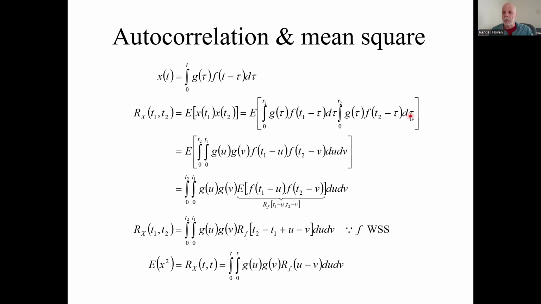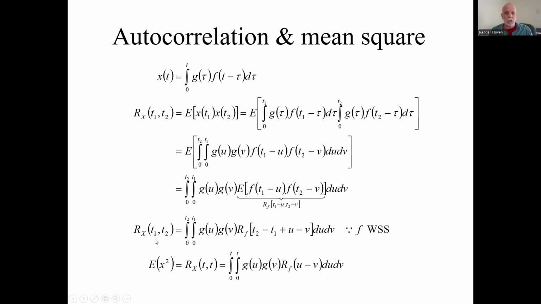We'll change the variable of integration because we're going to combine them into one double integral. We have this, and again, we can move the expectation operator inside. The only thing random are the inputs. In general, this expectation is the autocorrelation function of the inputs with two arguments, but since we assume it's wide sense stationary, it's a single argument where it's the difference of these two arguments. So I can say it's t sub 2 minus v minus this, t sub 1 minus u. You get this because it's wide sense stationary. So we have a formula for the autocorrelation function of the output.